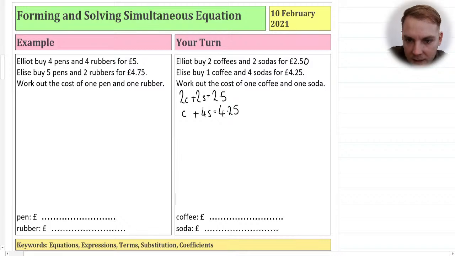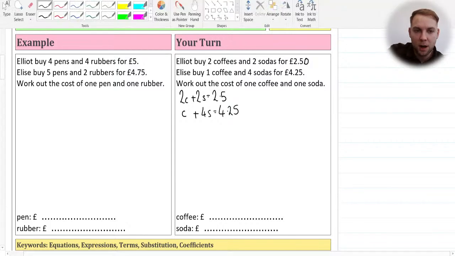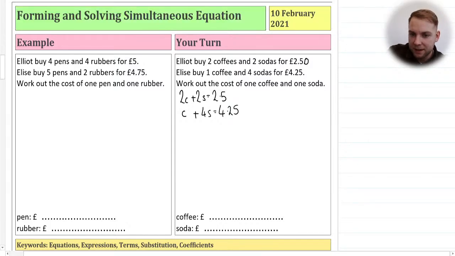Now, there's 2 ways you can do this. You can either make the C's the same or make the sodas the same. It doesn't matter which way around you do it. I'm going to purposely make the coffees the same because I know that there's actually a little bit of a problem if I do that. So to make the coffees the same, I need to times this second equation by 2. This is equation 1, this is equation 2. This does give us a little bit of a problem. We'll see what that is.